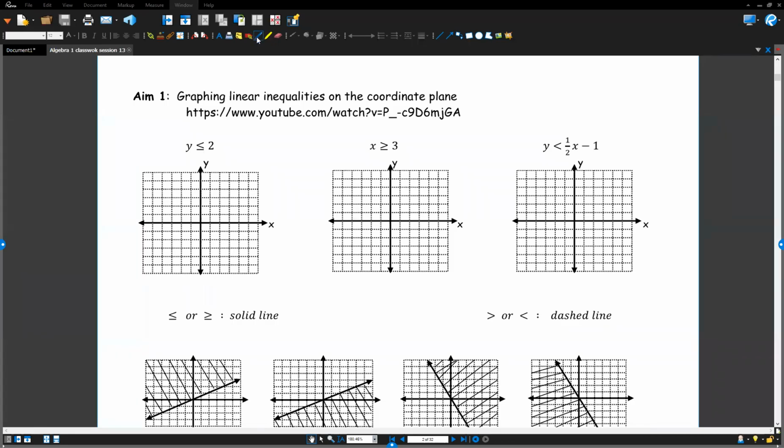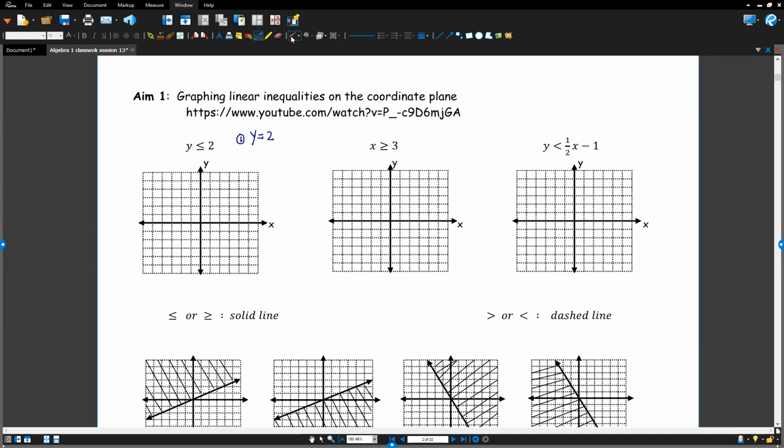Okay, now let's try number one. y is less than or equal to 2. How does the graph look? The first one you have to check. You have to make a graph. y equals 2 graph, first one. Where is the y equals 2 graph? y equals 2 is horizontal.